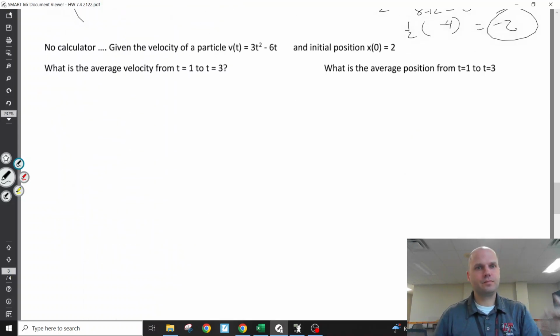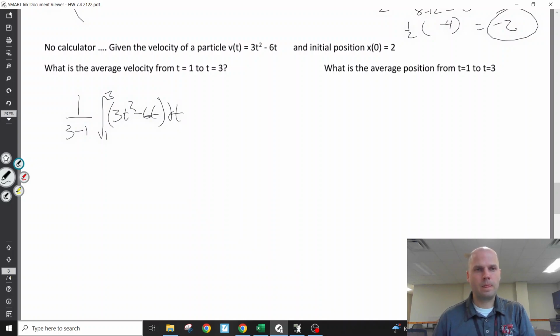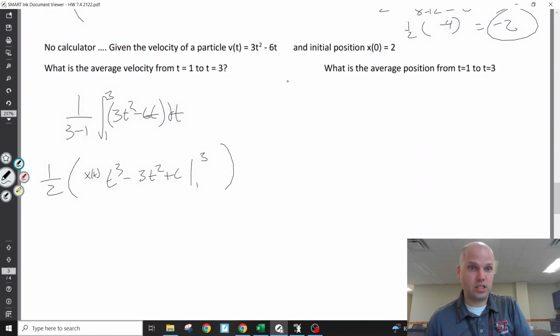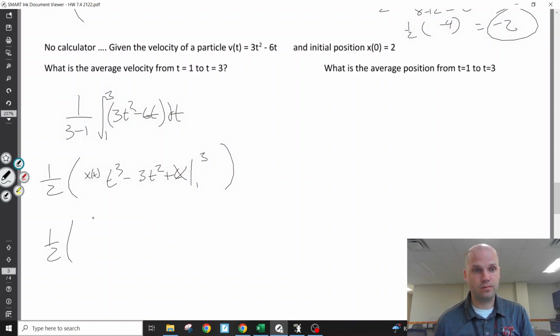Okay, no calculator. Average velocity. All right, 1 over b minus a, integral from a to b of what we're trying to find the average of. It's velocity. To find this without a calculator, we have to take the antiderivative to get a position function. It's got a c. Honestly, right now, I don't care about the c. I do know that c is 2, but I won't care about it because I'm going to be subtracting. I'm going to find the change in position.